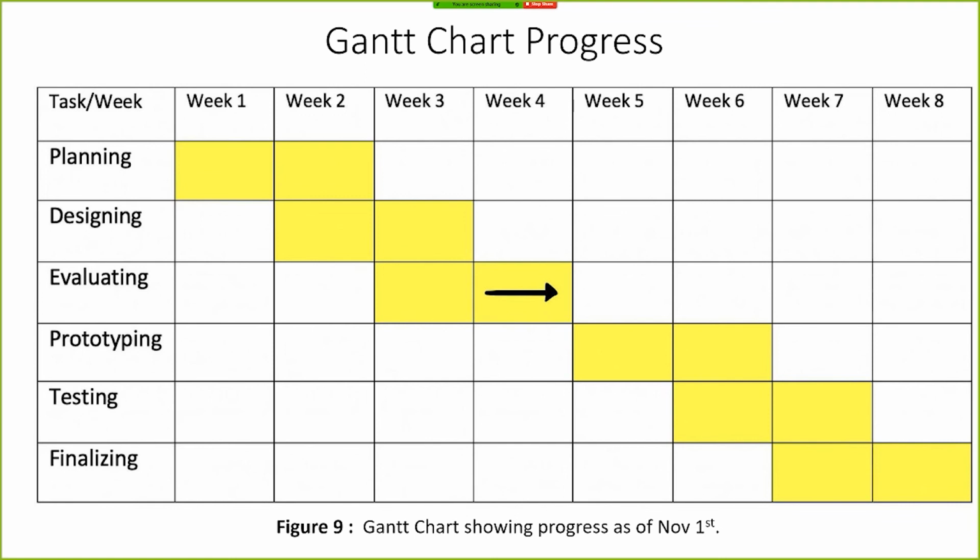And finally, here is a Gantt chart we provided earlier in the semester. As you can see by the diagram, we are currently at week 4 and evaluating our design. And next week, we'll be prototyping in Capella Sim.